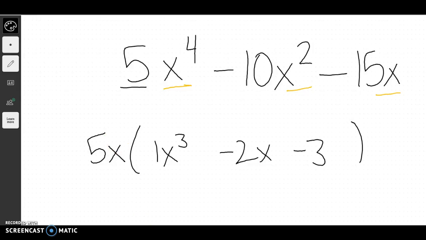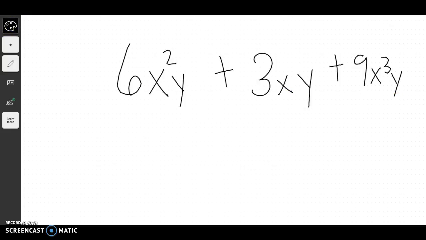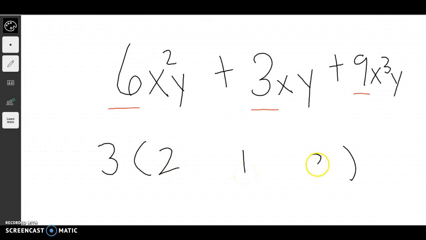Again, you can check to make sure this works out by distributing and seeing if the distribution works, which, if you do, you can see that it would. Let's do one more example. This one seems a little bit crazier because there's just more stuff with it, but we're just going to do the same process we've done every single time. We're going to look at our numbers and see what number they multiplied everything by, which is 3. That would give me 2, 1, and then 3.